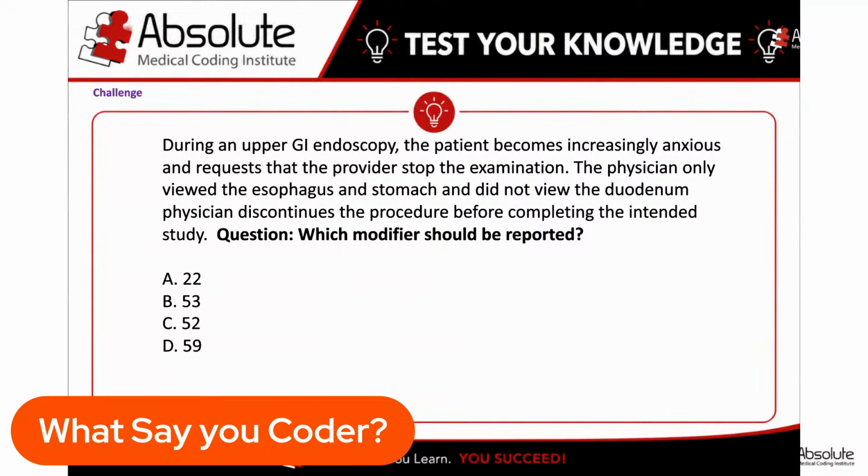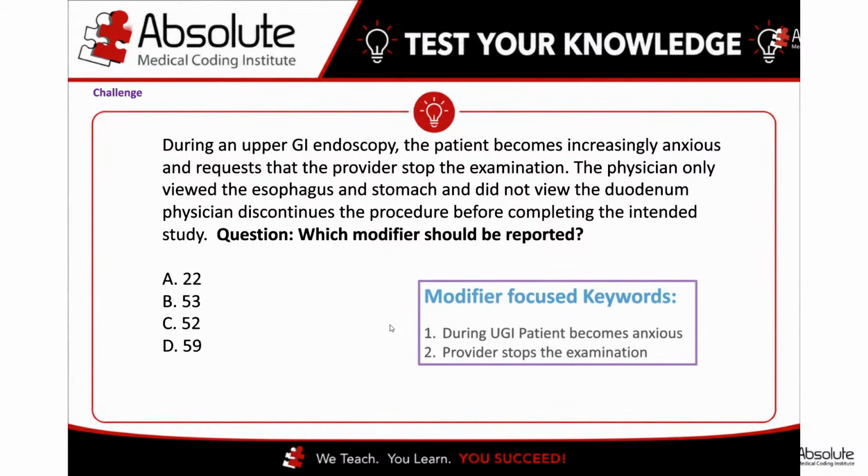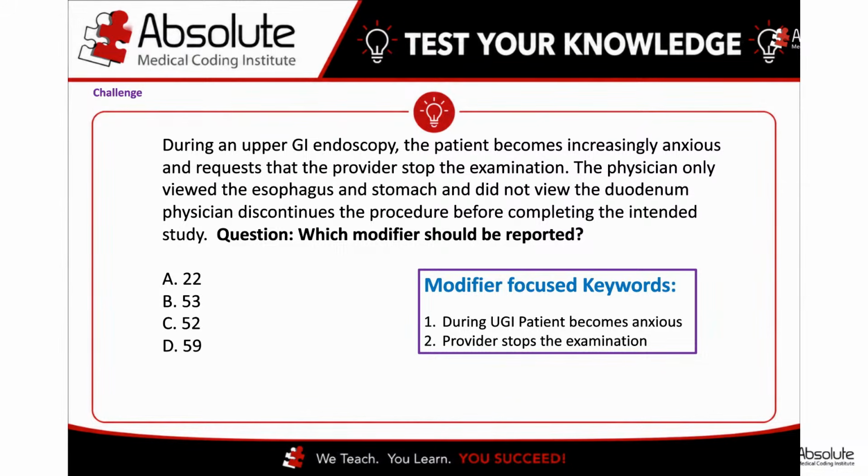Now pay attention to what the doctor did. Did the doctor do anything? That's going to distinguish 53 from 52. What did the doctor document that they've done? Okay, here are my modifier focused keywords. During the upper GI, the patient becomes anxious. The provider stops the examination, but the doctor viewed the esophagus and the stomach. So the doctor did something. So this is not a stop. This is a reduced procedure.